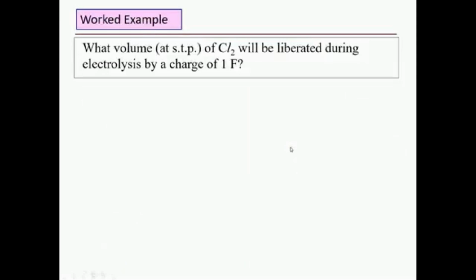Now let's look at another example. To calculate the volume of chlorine gas at STP that will be liberated during the electrolysis by a charge of 1 Faraday. Chlorine gas is liberated from the discharge of chloride ion. The half equation is this: 2 moles of chloride to give 1 mole of chlorine plus 2 moles of electrons. From the equation, 2 Faraday is required to liberate 1 mole of chlorine. So 2 Faraday is equivalent to 1 mole of chlorine.